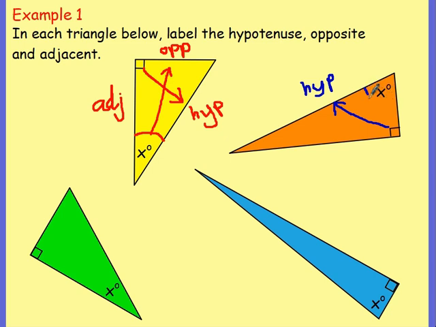The opposite's opposite X. Yes, there is angle X and opposite that angle is the opposite. It's why it's called the opposite. Best name ever. And finally, oh, I'm forgetting. Help me out. It's the adjacent. Yes, the adjacent is the side that is beside your angle. Very well done, Samantha.